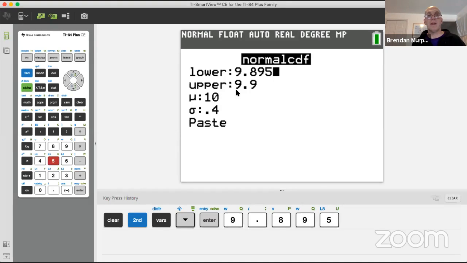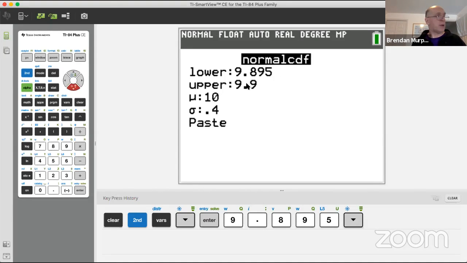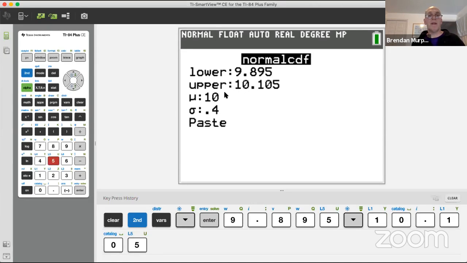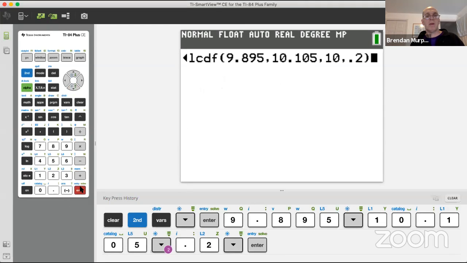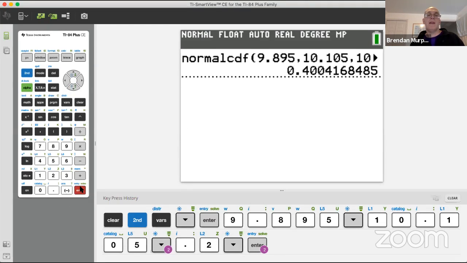9.895. I want to go up to 10.105. The mean is 10. We knew that. That was good. Standard deviation, I think we said, was 0.2. Go back to my home screen. And there's my 40%. So the answer for that one was D.